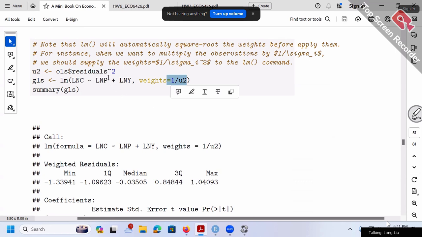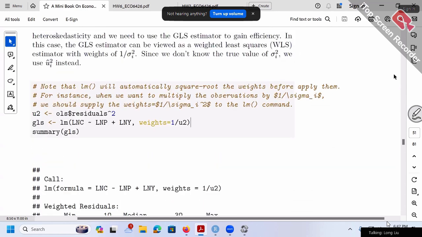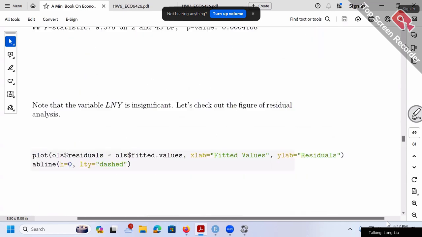For us, we simply supply the weight, which comes from sigma square i, the residual square. Give the residual square to the computer, and let the computer know the weight is 1 over u2. The computer is going to do everything else afterwards, right? Oh, 1 over is our theory.